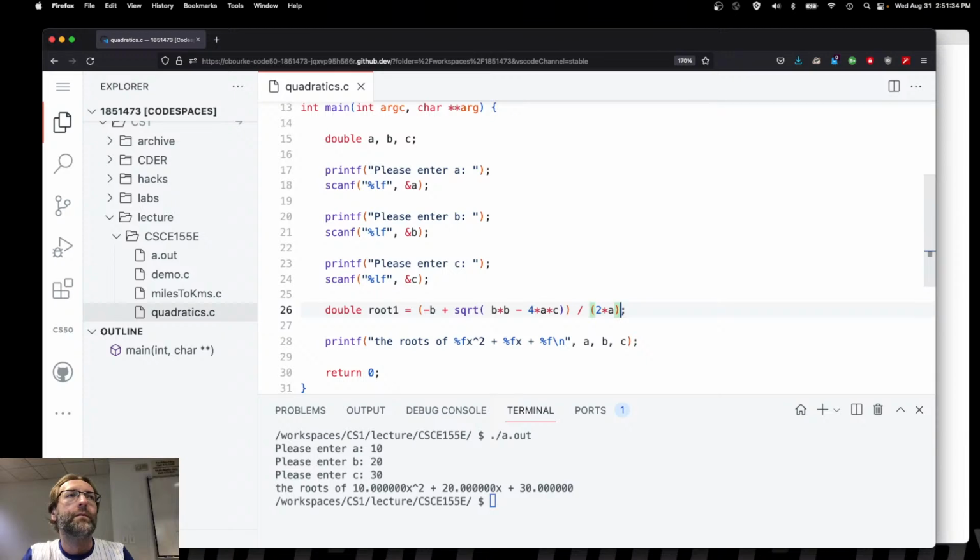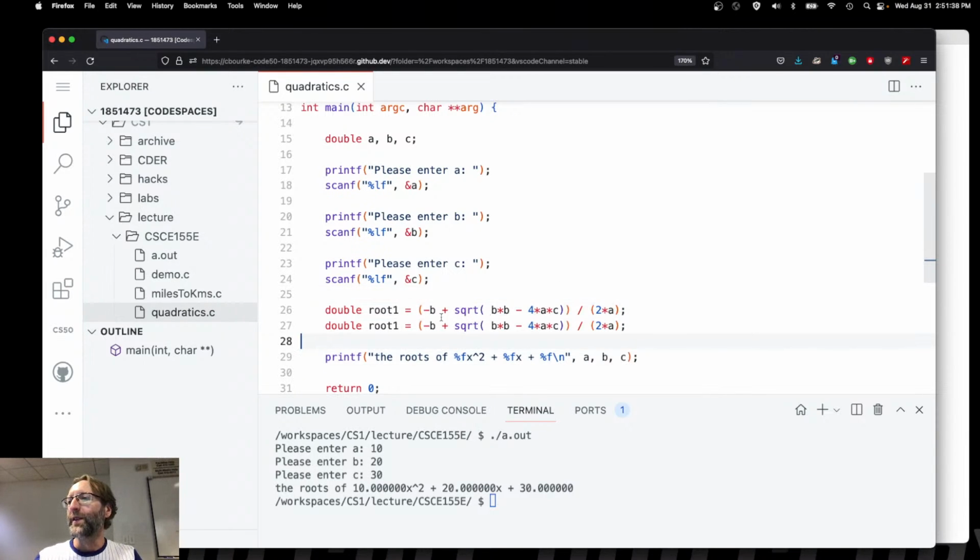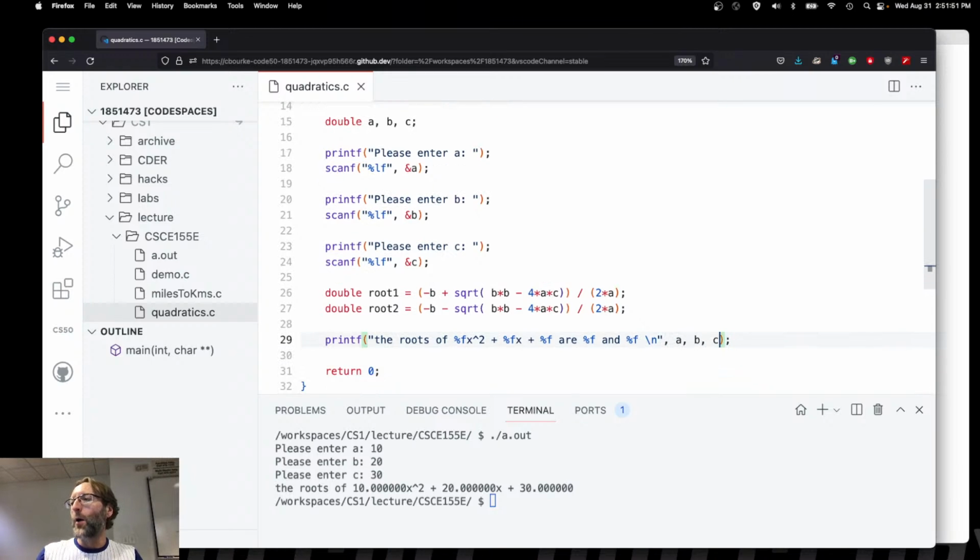Better. Okay? What's the other root? Root2, with minus. Now let's see if that works. r, %f, and %f. And I will output root1 and root2. There we go.